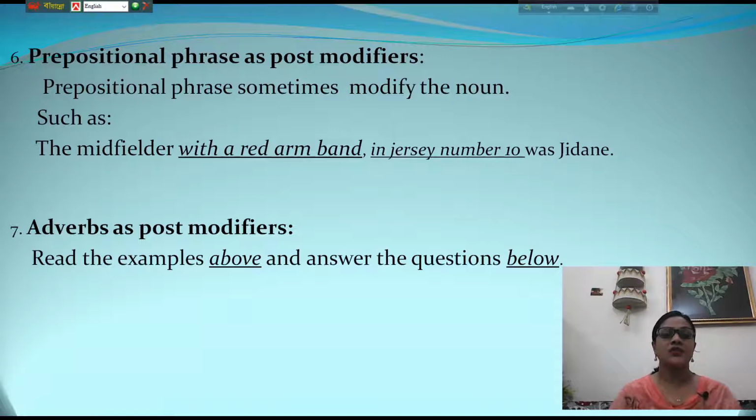Number 6, you see, my dear students, prepositional phrase as post-modifiers. Prepositional phrases sometimes modify the noun, such as, the midfielder with a red armband in jersey number 10 was Zidane. Then number 7, adverbs as post-modifiers. Here is an example. Read the examples above and answer the questions below. Here the example is a noun and above is an adverb. Again, question is a noun and below is an adverb. Both the adverbs modify the noun. For this reason, they are used as post-modifiers.